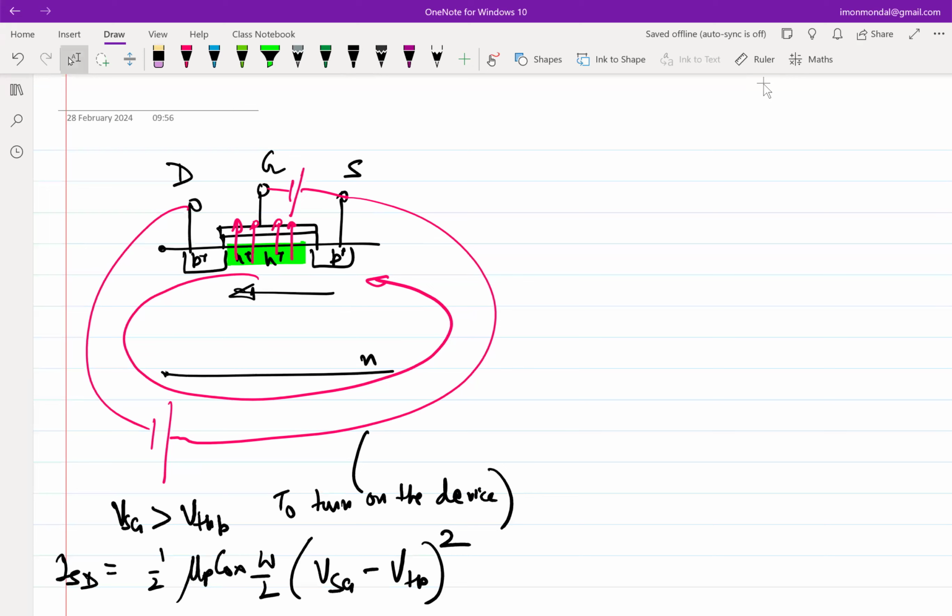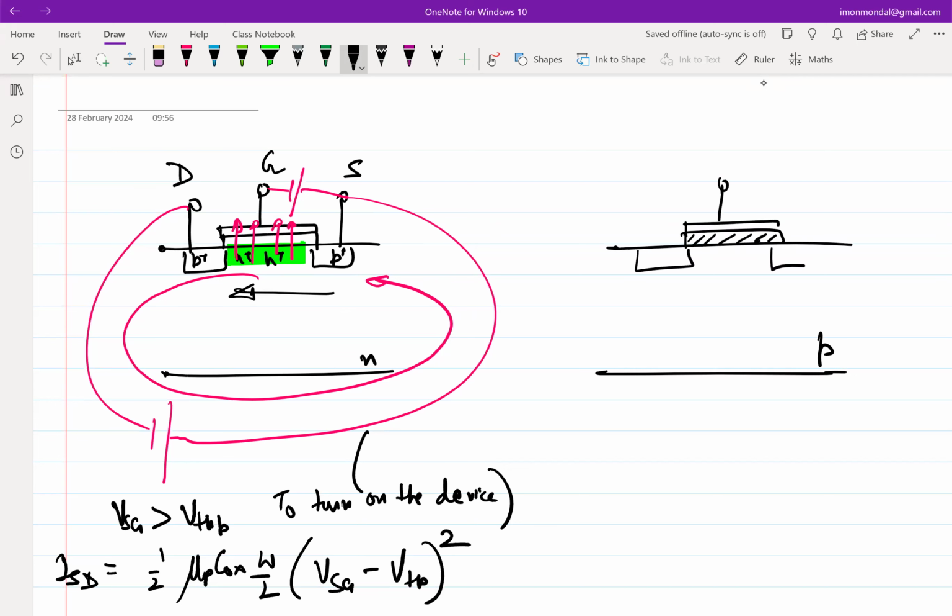So now we said, okay, what happens if we have another device whose body is P-type? I do the same thing. I put an oxide, and then I put a metal. Here, I do a doping of the inverted polarity. That is, here it will be N plus, N plus. And let's say I call this source, I call this drain.